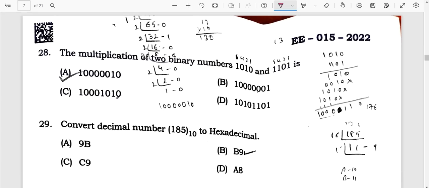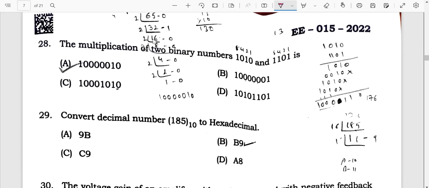The multiplication of two binary numbers 1010 and 1011. So 1010 is the equivalent of 10 and 1011 will be the equivalent of 13. So the product you have to do is 10 into 13 is equal to 130. Okay, so among them you have to cross check your answers, right?